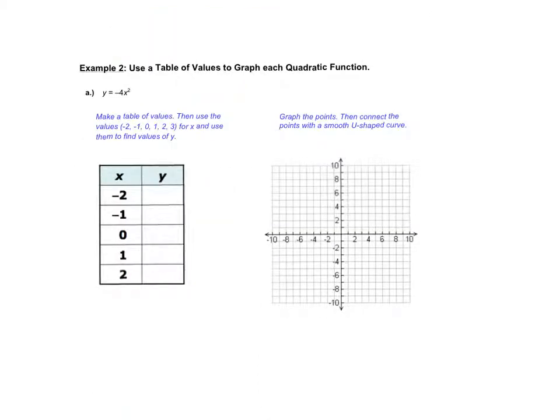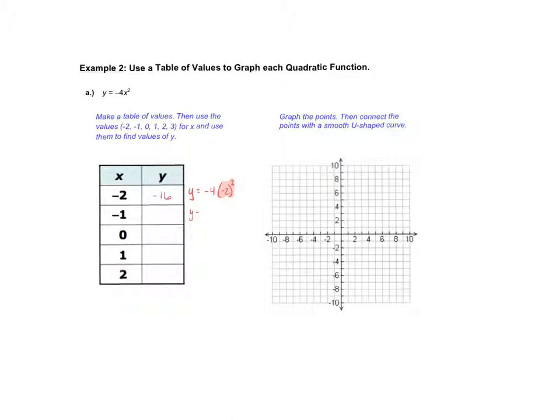Okay, use a table of values to graph. Well, we did that with y equals mx plus b at first before we learned some shortcuts. So really we're just taking that negative 2 and plugging it into the equation. So negative 4 times negative 2 squared. Now we have to use PEMDAS. We have to do this exponent part first. Negative 2 times negative 2 is positive 4, times the negative 4 outside gives me negative 16.